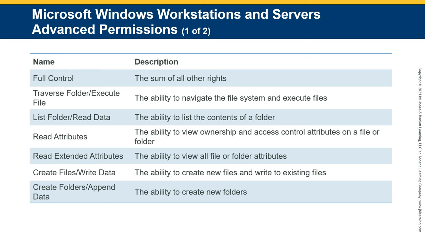Traverse folder, execute file: the ability to navigate the file system and execute files. List folder, read data: the ability to list the contents of the folder. Read attributes: the ability to view ownership and access control attributes of the file. Read extended attributes: the ability to view all file or folder attributes. Create files, write data: the ability to create new files and write to existing files. Create folders: the ability to create new folders.